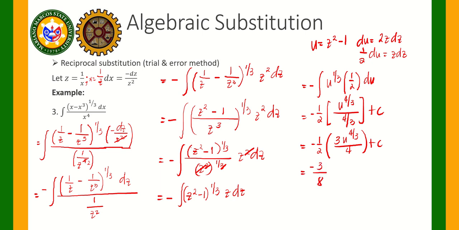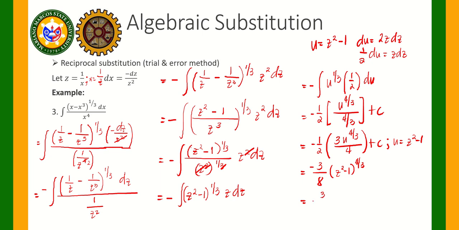Tapos, substitute back natin si u. What is u? U is equal to z squared minus 1. 3 over 8, tapos z squared minus 1 raised to 4 over 3. Now, ano si z? From here, z is equal to 1 over x. Okay. So, substitute back natin si 1 over x.